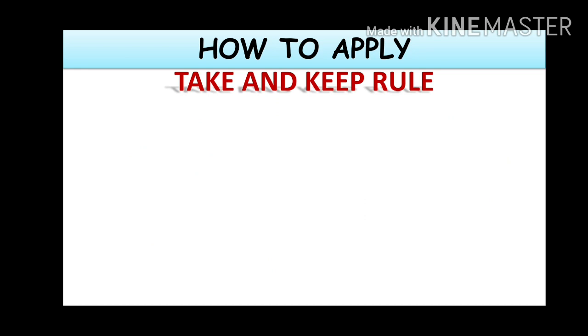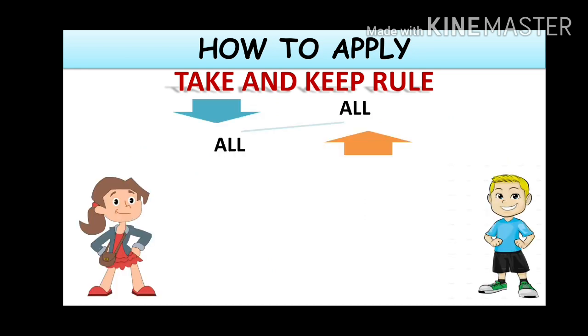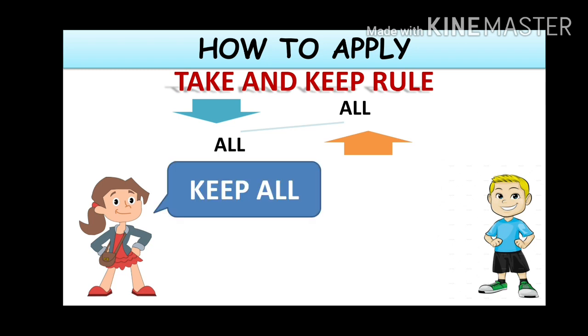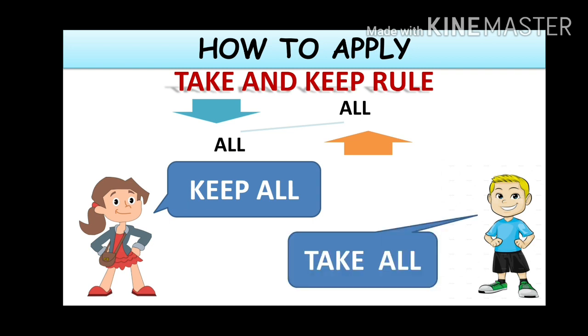Now there are 2 rules. One is the take and keep rule. So what is this take and keep rule? Either we take all, or we keep all. Jenny is following the keep all rule and Johnny follows the take all rule. So take all or keep all.